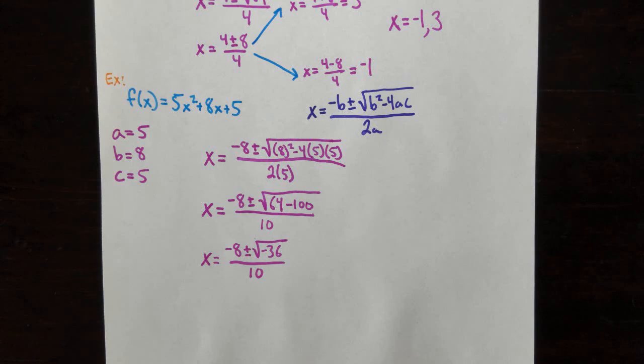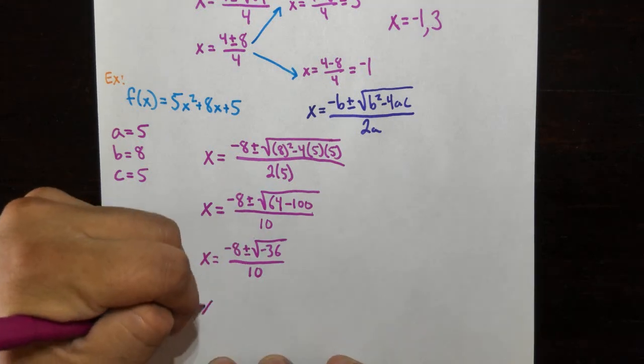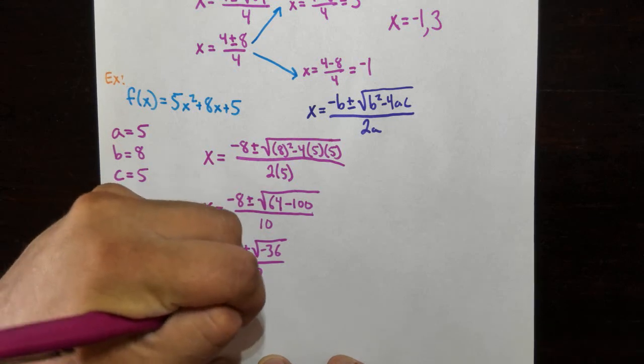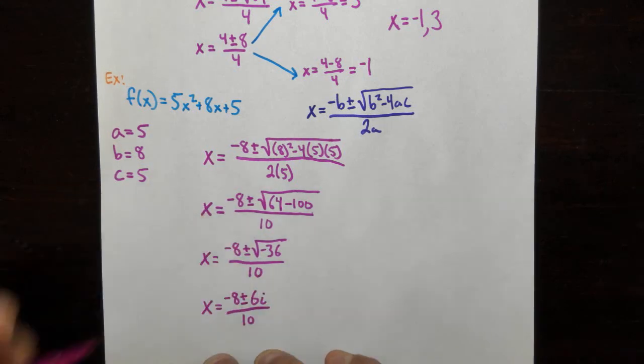And we can take the square root of negative 36, and that's going to be 6i, because the square root of 36 is plus or minus 6. Because there's that negative, it's going to be a 6i. So x equals negative 8 plus or minus 6i divided by 10.